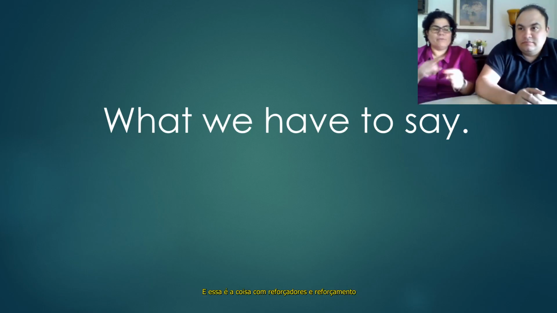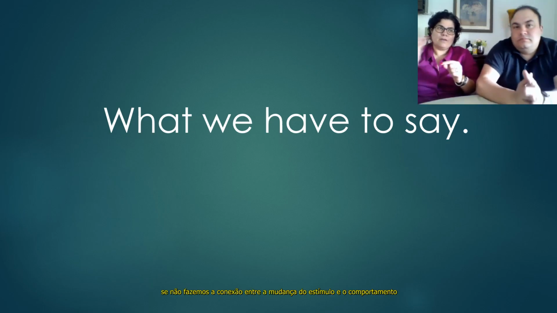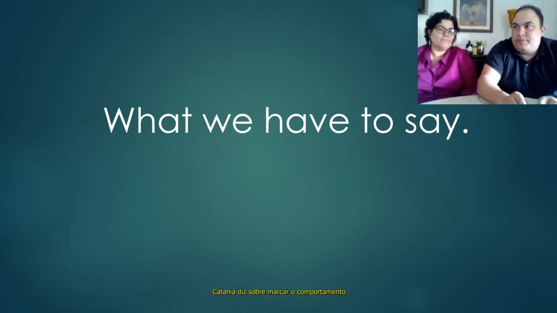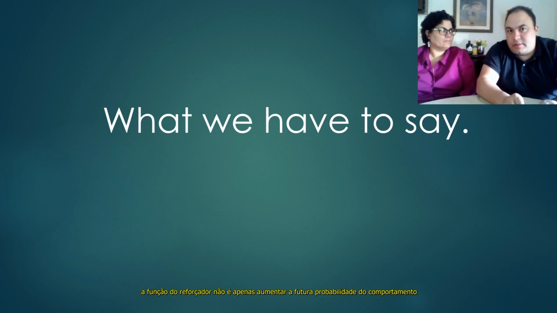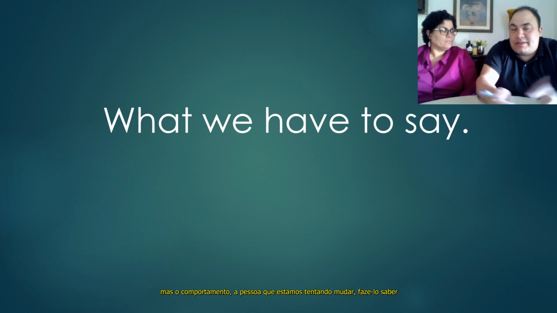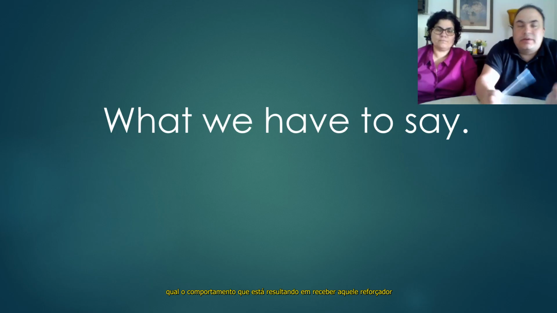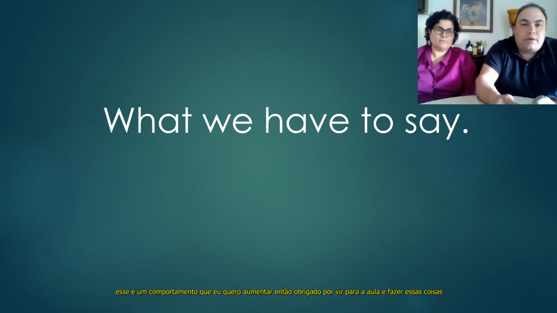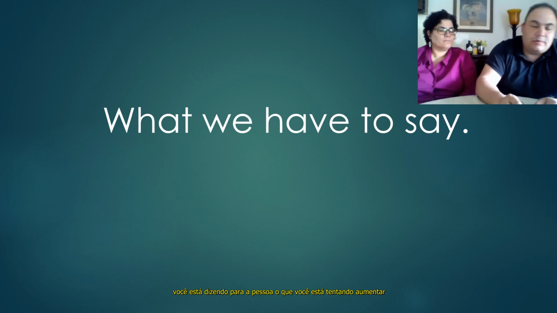And that's the whole thing with reinforcers and reinforcement, that if we don't make the connection between the stimulus change and the behavior, then nothing is going to change for that learner. And I think Catania talks about marking the behavior. The function of a reinforcer is not only that it increases the future probability of a behavior, but it lets the person that we're trying to change know this is the behavior that resulted in you getting access to that reinforcer. I really like that you came to class and that you're sitting down and that you're raising your hand. That's a behavior that I want to increase. Thank you for coming to class and doing those things. You're telling the learner this is what we're trying to increase.